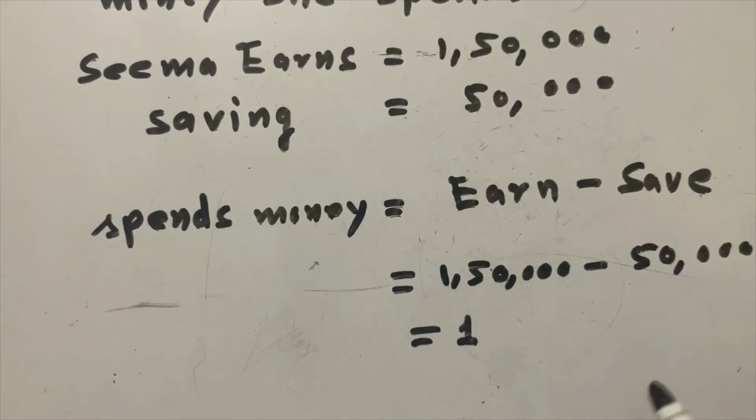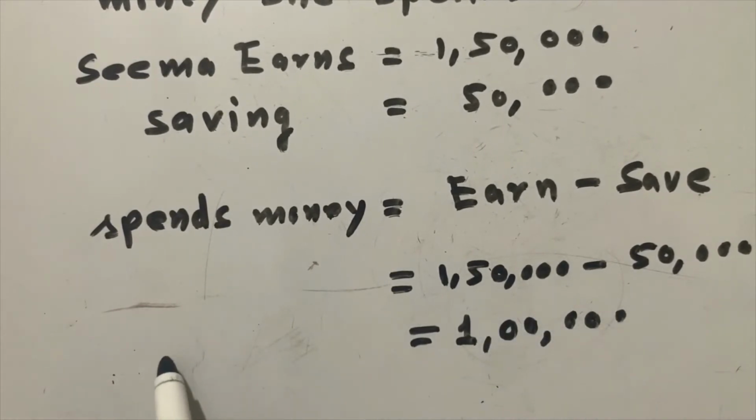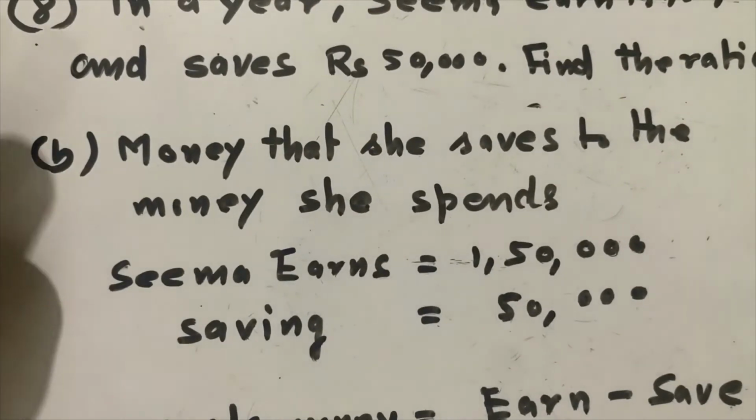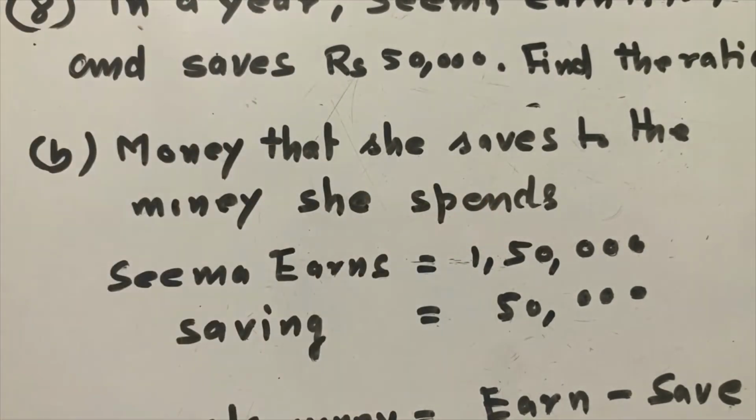150 minus 50 is 1 lakh. How much does she spend? She spends rupees 1 lakh. Now we have to find part B: the ratio of the money that she saves to the money she spends.